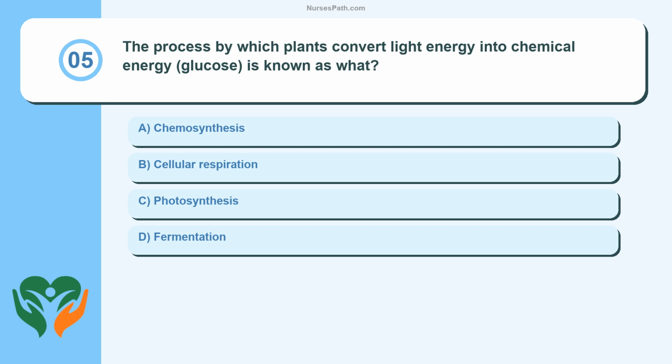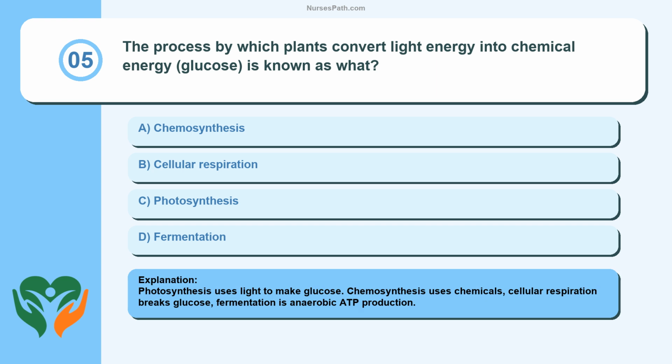Question 5. The process by which plants convert light energy into chemical energy, glucose, is known as what? Chemosynthesis, cellular respiration, photosynthesis, fermentation. Photosynthesis uses light to make glucose. Chemosynthesis uses chemicals, cellular respiration breaks down glucose, fermentation is anaerobic ATP production.